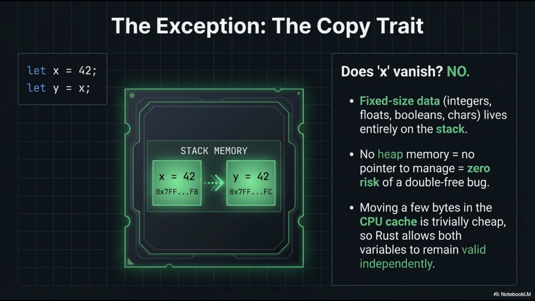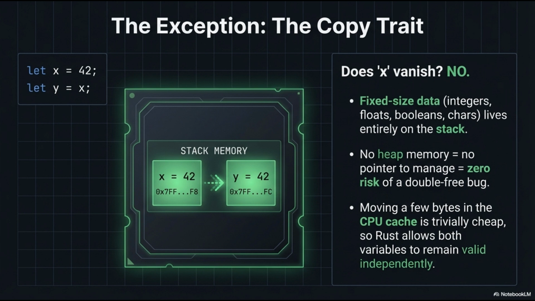So we're talking integers, floating point numbers, booleans, and characters. Because their size is known at compile time. Exactly. They don't need to allocate any memory on the heap at all. So if there's no heap memory, there's no pointer to manage. And therefore, no risk of a double free bug. That's precisely the underlying logic.